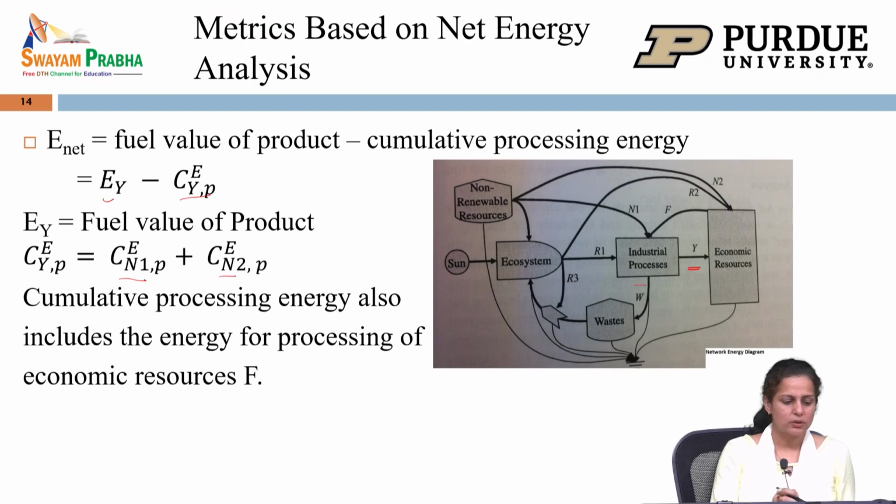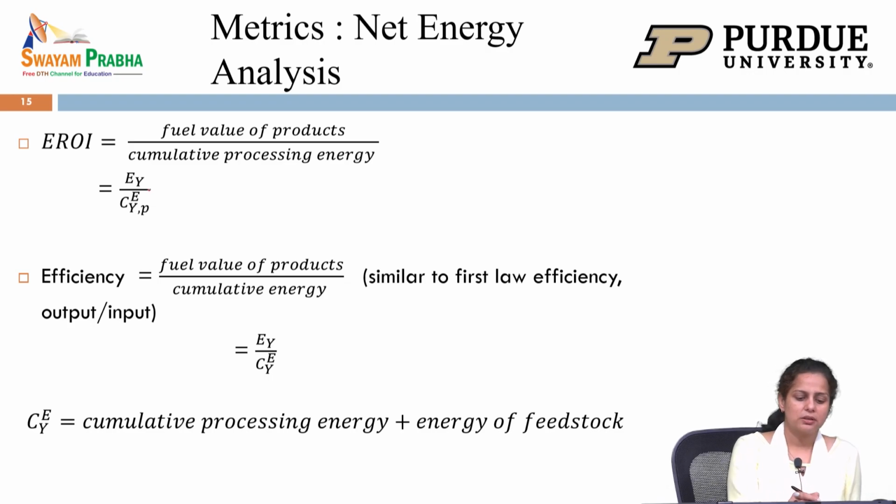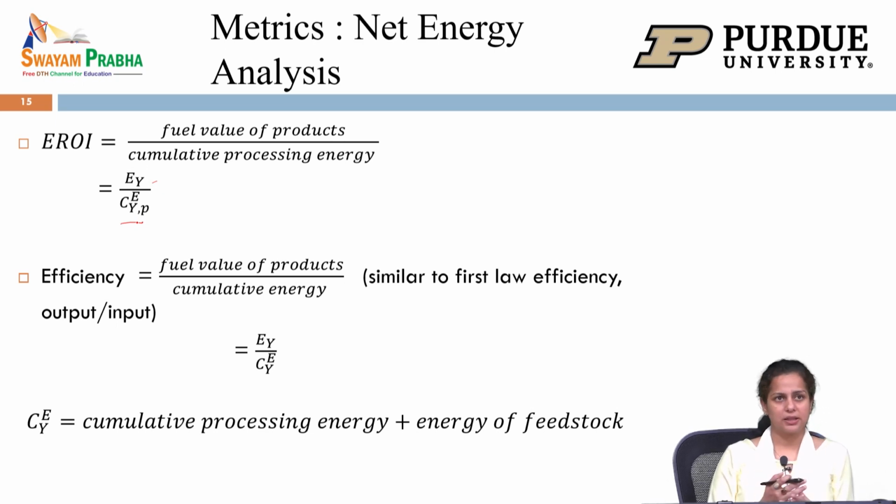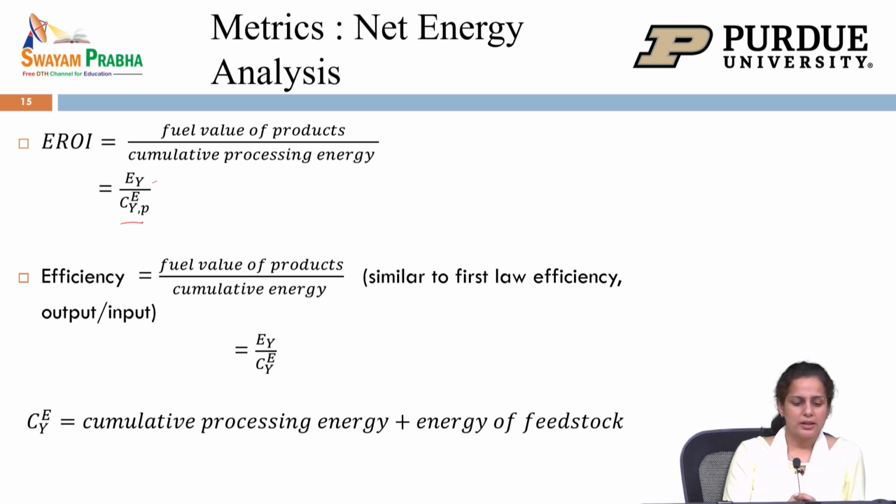So remember, we can calculate our cumulative processing energy including both the non-renewable resources and renewable resources going to the economic and the in-process parts. And here we can just calculate the fuel value of product divided by the cumulative processing energy at the life cycle scale. Similarly, then we can calculate the efficiency, and in the efficiency, instead of just the processing energy, we will also include the energy of the feedstock. So the difference between the energy return of investment and the efficiency calculation is mostly that in the denominator for the efficiency, we also include the energy of the feedstock.